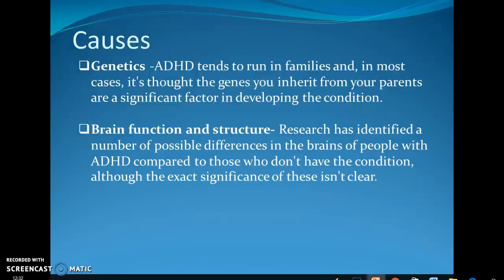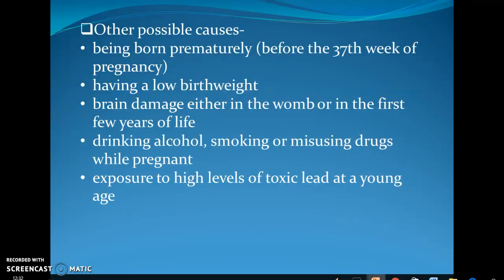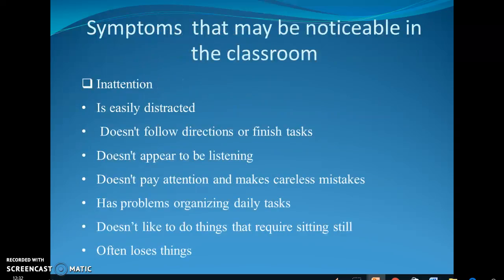Brain function and structure. Research has identified a number of possible differences in the brains of people with ADHD compared to those who don't have the condition, although the exact significance of this isn't clear. Other possible causes: being born prematurely before the 37th week of the pregnancy, having a low birth weight, brain damage either in the womb or in the first few years of life, drinking alcohol, smoking or misusing drugs while pregnant, exposure to high levels of toxic lead at a young age.